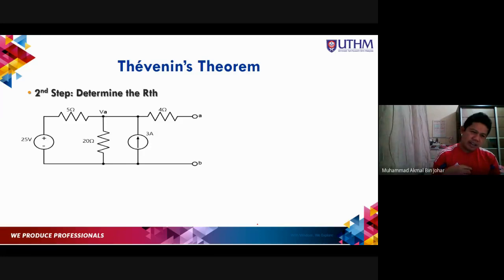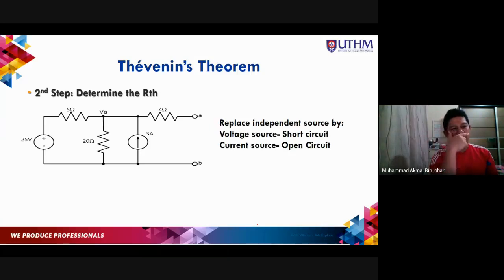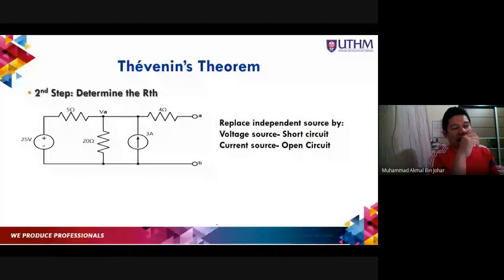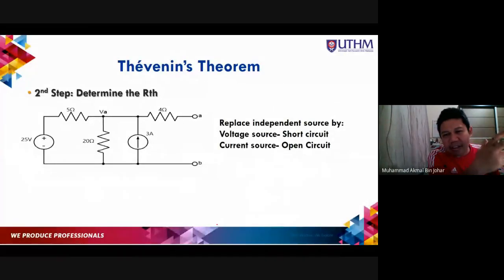Kan? Kita dia punya sifir senang aja. Apa nak buat nak kira R Thevenin? Replace all independent sources. Nak replace macam mana? Voltage source tukar jadi convert to short circuit. Current source you jadi open circuit. And then withdraw balik pada satu litar yang only have resistor inside.